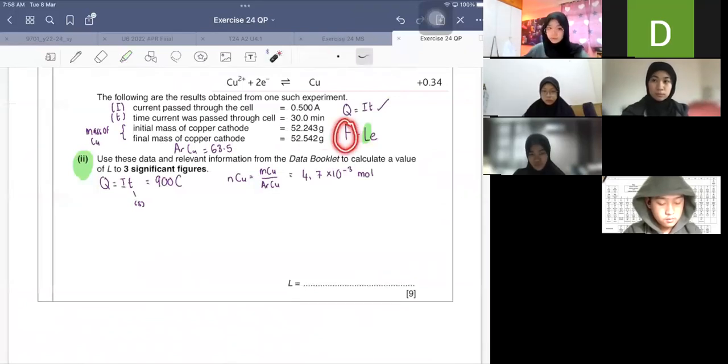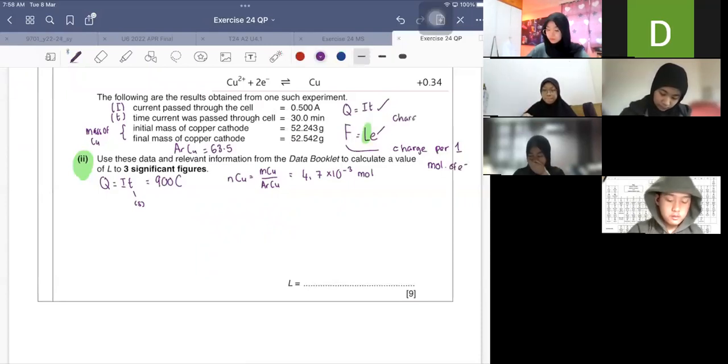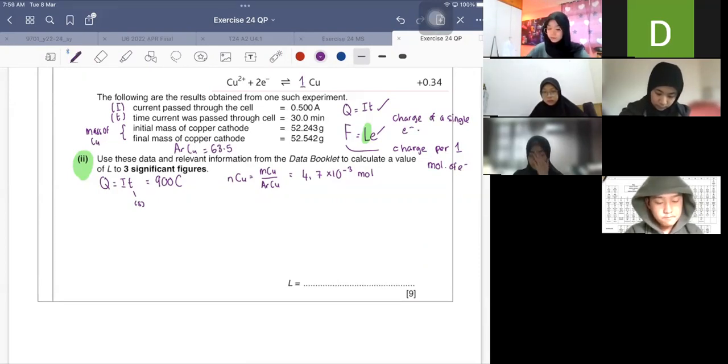That means we have to find F. We do not want to use F as the constant given, but we can find F from our equation. Just to remind you, F is the charge per one mole of electrons, whereas E is the charge of a single electron. So there's a difference. F is the total charge of one mole of electrons. E is the charge of one single electron. From the half cell equations, if we want to produce one mole of copper, we need two moles of electrons.